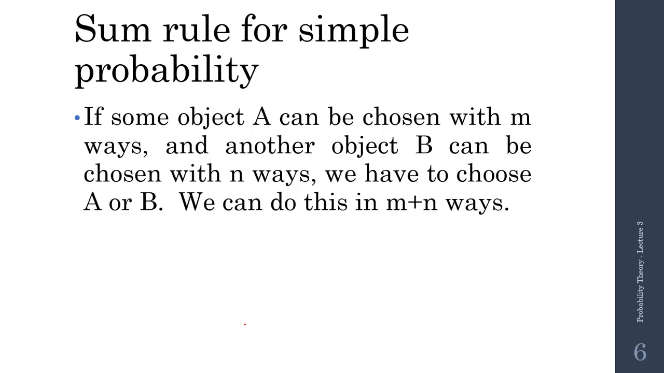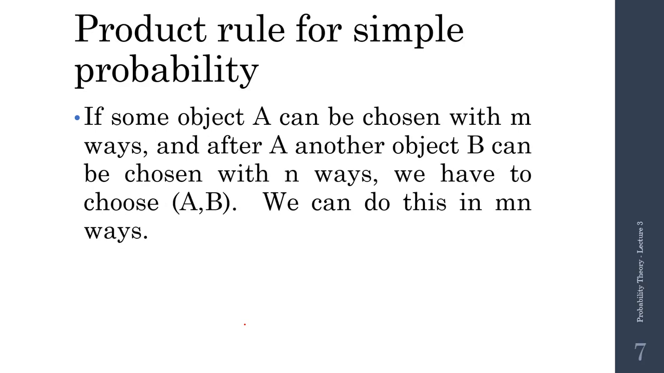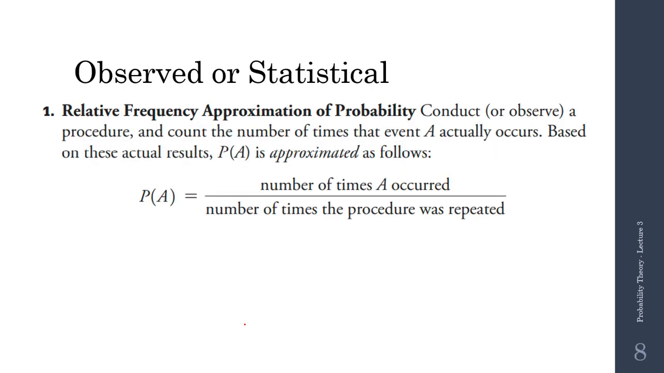Now the rules. Here's the sum rule for simple probability. If some object A can be chosen in m ways and another object B can be chosen in n ways, and we have to choose A or B, we can do this in m plus n ways. And the product rule for simple probability: if some object A can be chosen in m ways and after A another object B can be chosen in n ways, and we have to choose A and B, we can do this in mn ways.